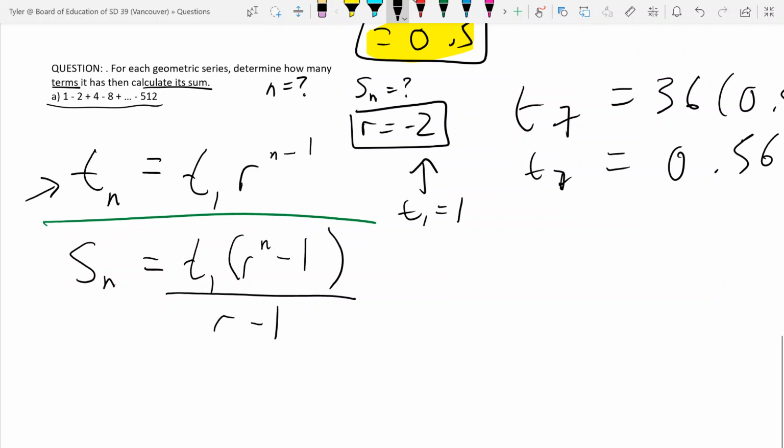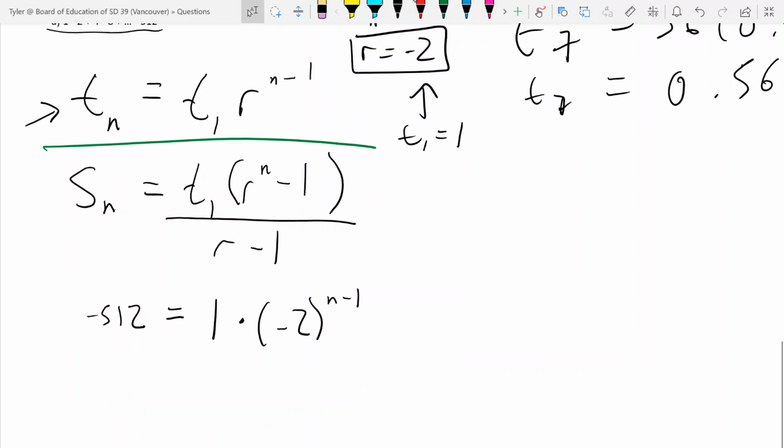So let's use this first formula. Tn, it actually gave us the last term. Let's use this equation so we can figure out what n is, like how many terms it is. So Tn is -512, T1 is 1, R is -2, to the power of n minus 1. Now the 1 doesn't really matter, so we got -512 is equal to -2 to the power of n minus 1.